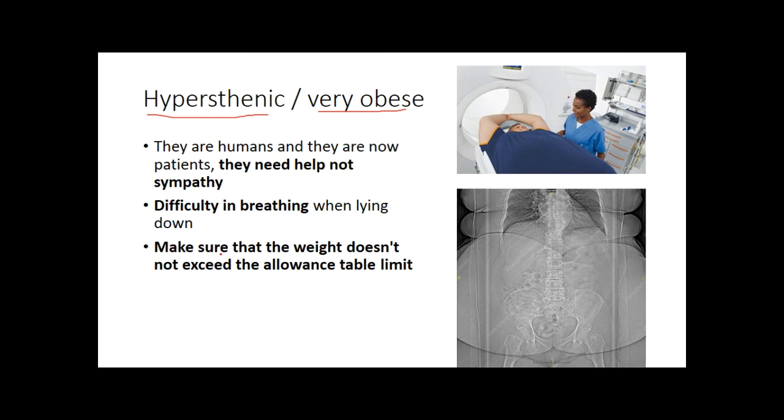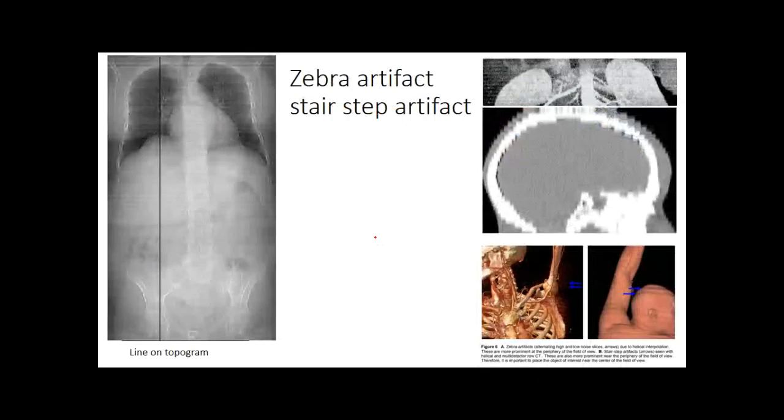One very important point is to make sure that the weight of the patient will not exceed the allowed table limit. For example, some of the tables will allow 200 or 240, 280, 300. Make sure that it will not. If you don't follow this, it might lead to an artifact. For example, you will see lines in the topogram. These lines are jerking lines because the table has a very heavy load that it's not able to move properly.